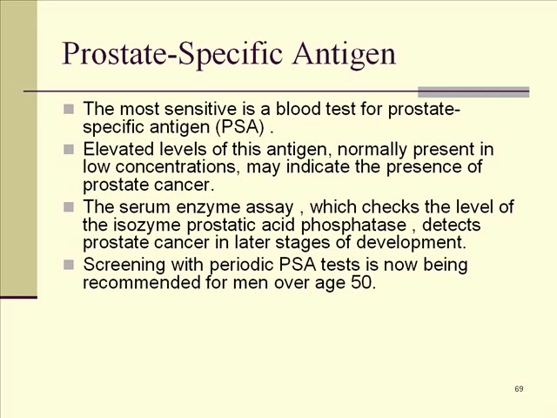Serum enzyme assays, which check the levels of isoenzymes of prostatic acid phosphatase, detect prostate cancer in its later stages. Basically it's just an enzyme that's released in this process, and it can also be measured. This is in the later stages though. For screening, the most sensitive test is the PSA. Periodic PSA screening is now being recommended for men over the age of 50.